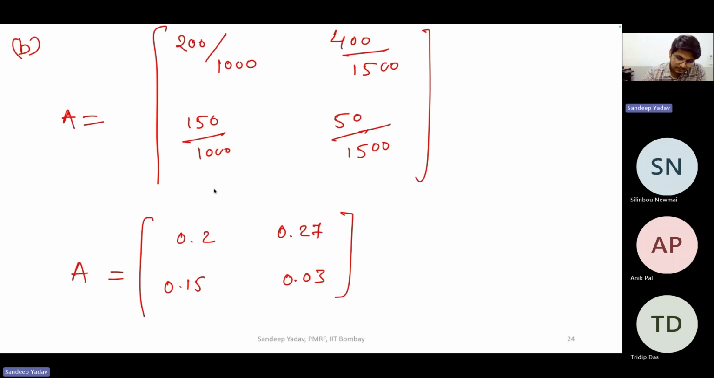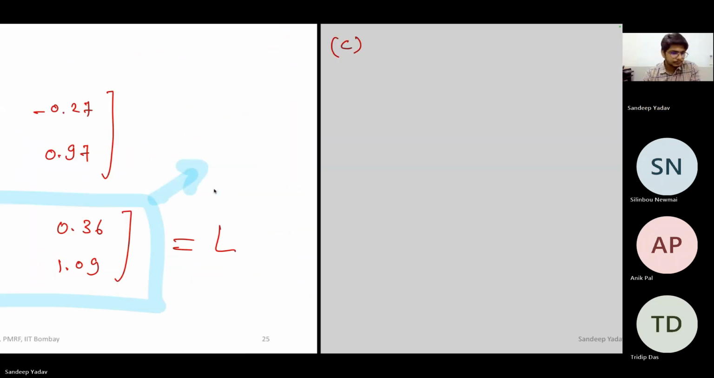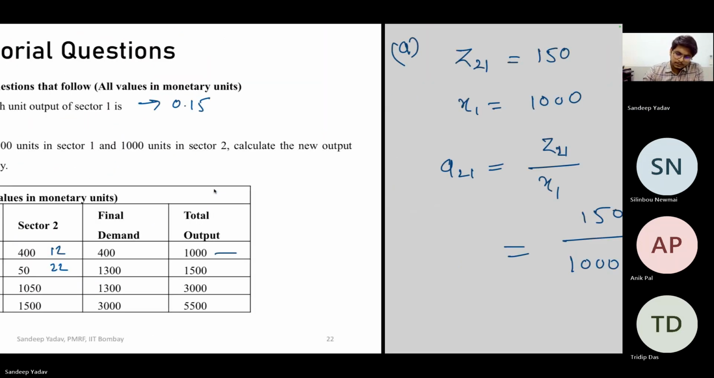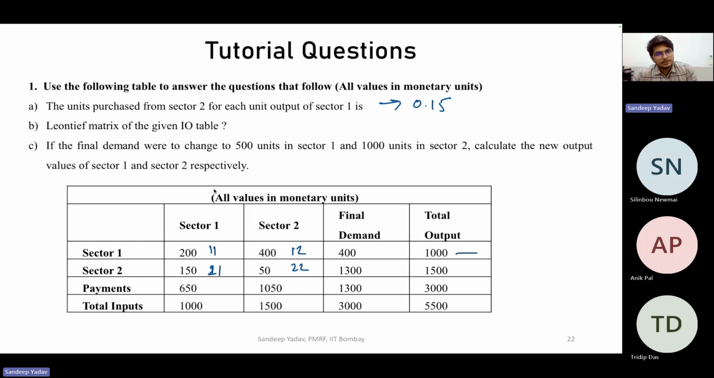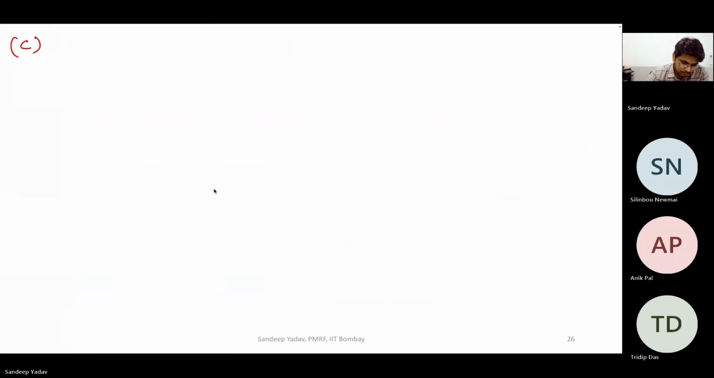Now we have solved the two parts of this question. Moving to part 3. Part 3 says, if the final demand were to change to 500 units in sector 1 and 1000 units in sector 2, calculate the new output values. It's a similar question to the one we have solved recently.